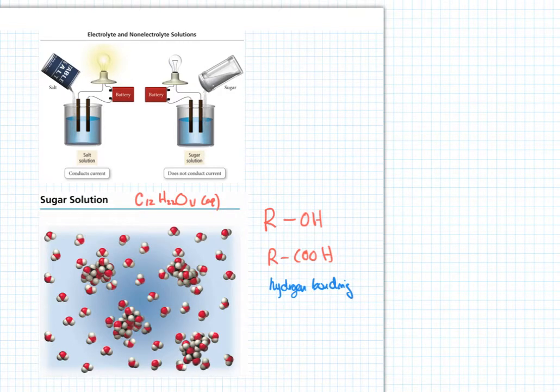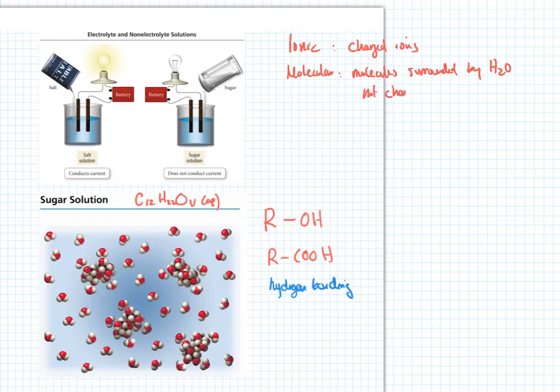So I want you to picture two different types of species. We have ionic species and we have molecular species. Ionic species break up into charged ions, and molecular species break up into the molecules surrounded by water, but not charged. Okay, so that's an important distinction.